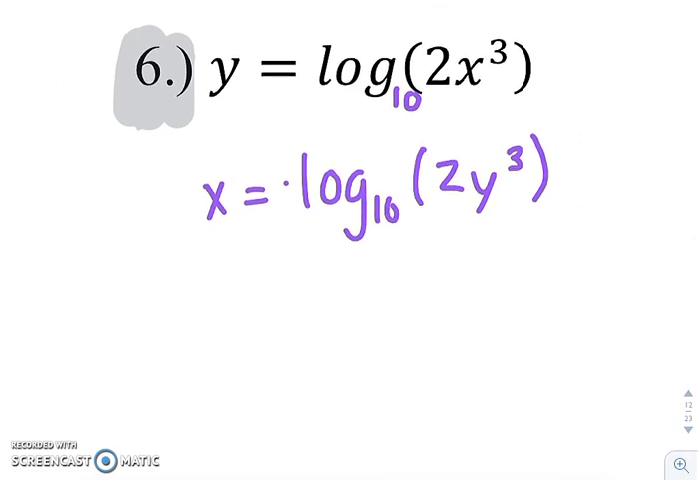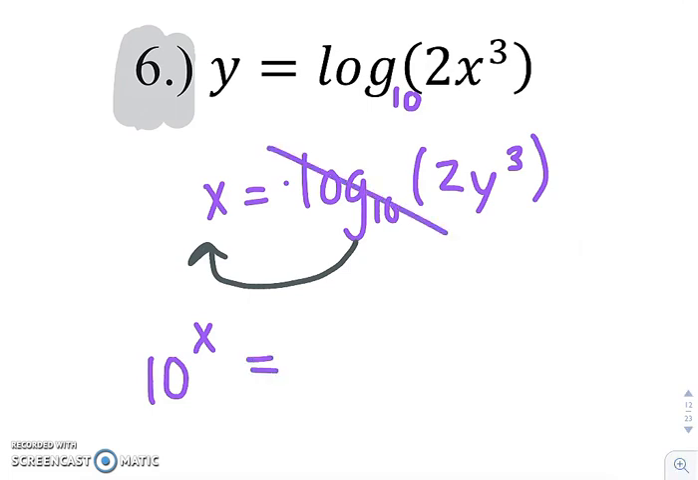Again, the opposite or the inverse operation of addition is subtraction. To move it to the other side, to undo it, you know that. The inverse operation of a log base 10, when you move it to the other side, is making it an exponent with base 10. So whatever you had over there stays, but it now becomes the exponent of 10, and now we have 10 to the x. So that log is gone now on the right-hand side, and we have 2y cubed.